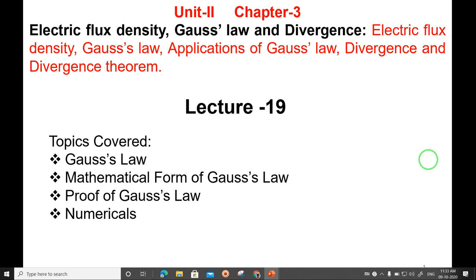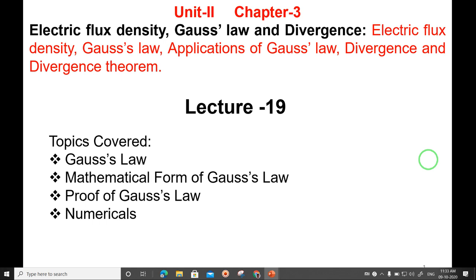Okay, good morning students. In the previous lecture, we studied streamlines and sketches of the field, and that was the last topic in that chapter, unit 2. Then next we started with unit 2, chapter 3: Electric flux density, Gauss law and divergence.